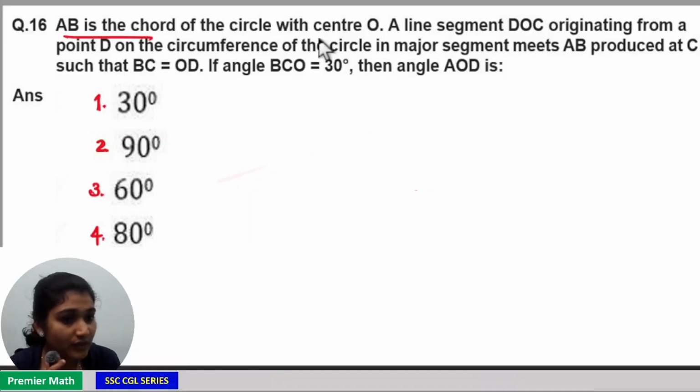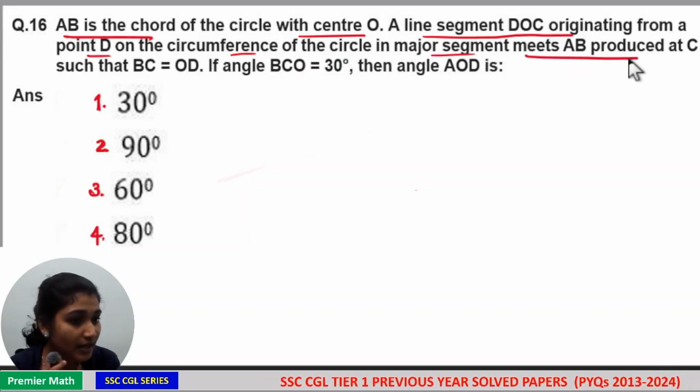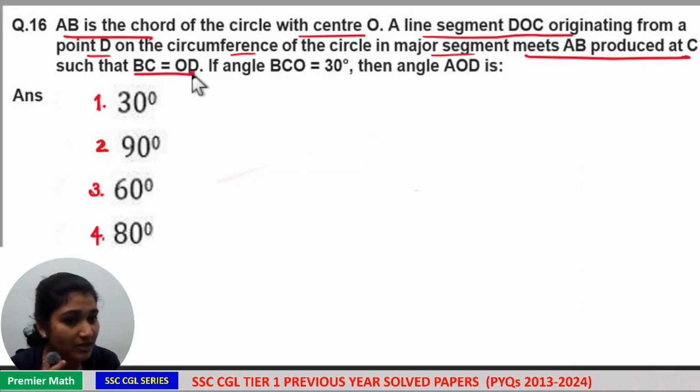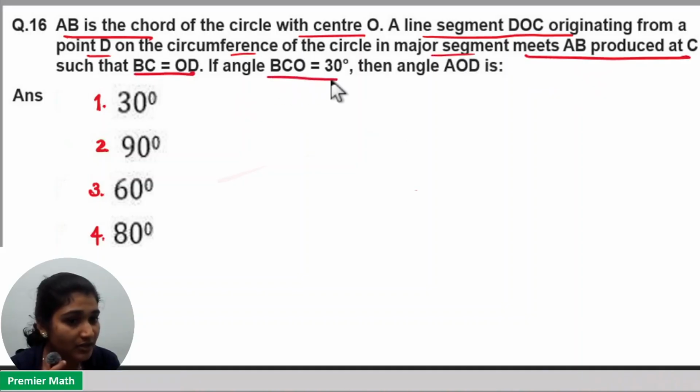AB is the chord of the circle with center O. A line segment DOC originating from point D on the circumference of the circle in the major segment meets AB produced at C such that BC equal to OD. If angle BCO equal to 30 degrees, then angle AOD is.